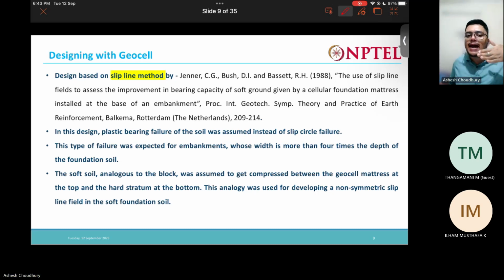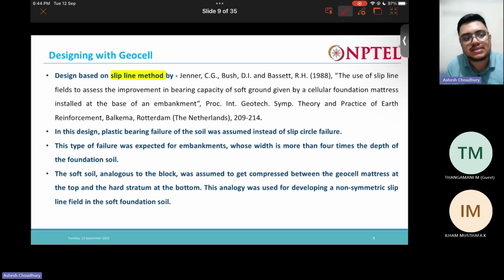is about to fail, right? And what we do is we equate the overturning stresses and the resisting stresses. So we assume that the complete stresses are mobilized.